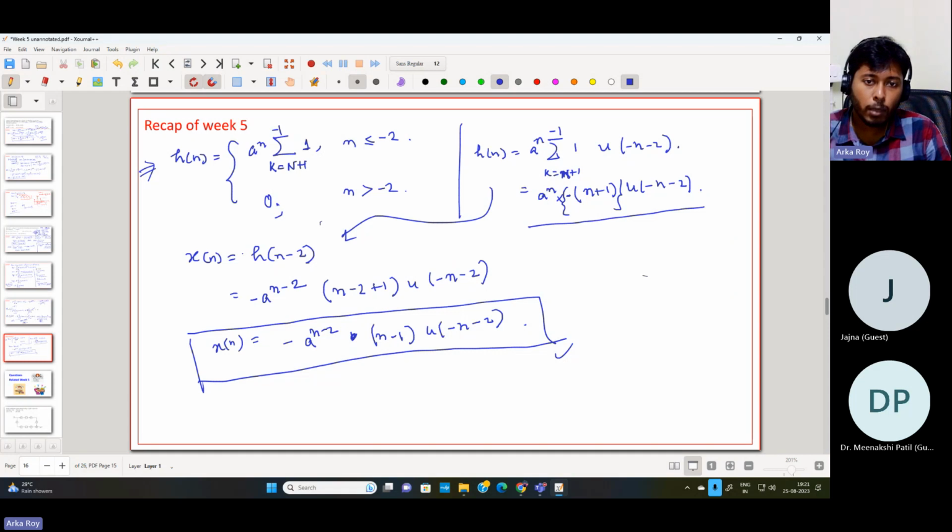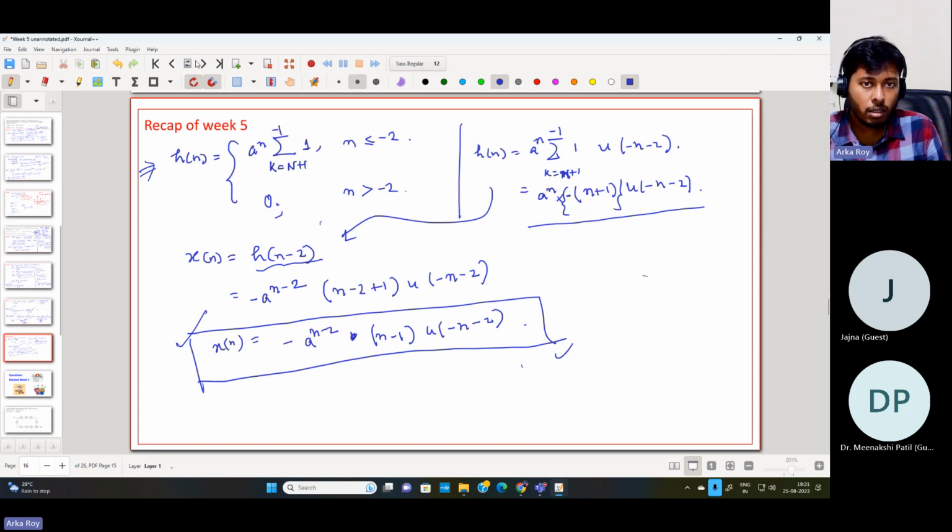And because we had multiplied z to the power -2 with H(z), there will be a delay of 2 units. And this is what the final x(n) looks like. Thus, by changing the arguments to n-2, which was there in the case of h(n), all the arguments were replaced by n-2 over here, and this is the final answer.